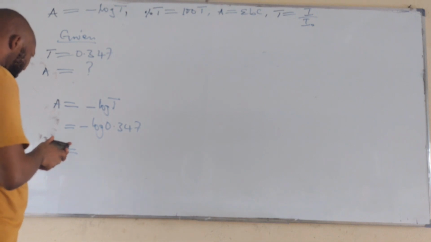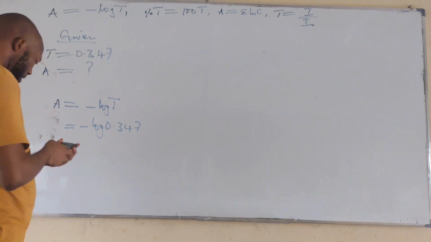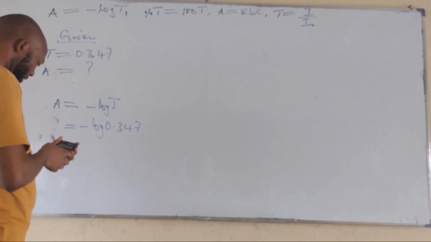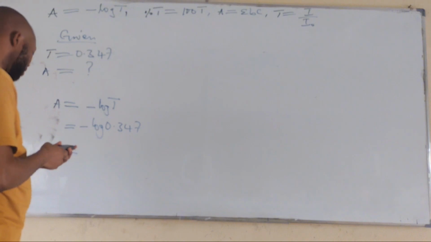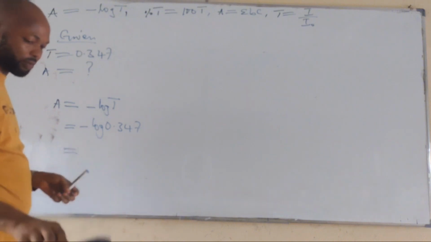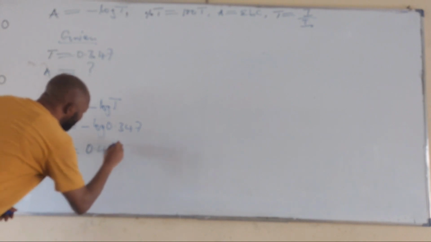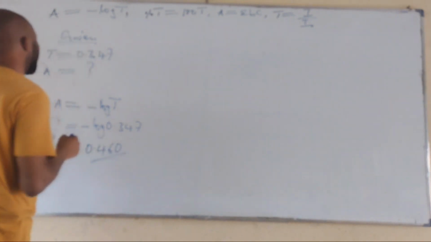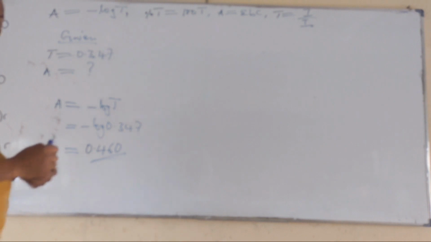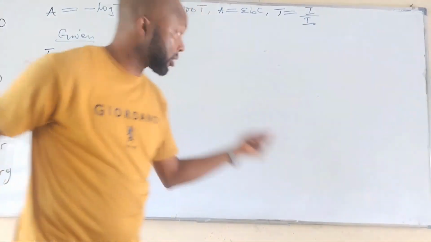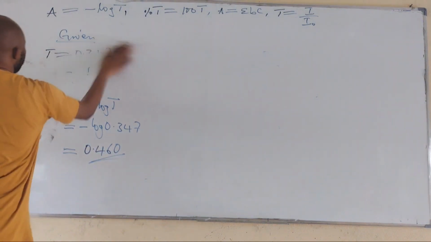Now, minus log 0.347 gives us 0.460. This is our absorbance in the first question. Let's take the next question. Let me clean this.